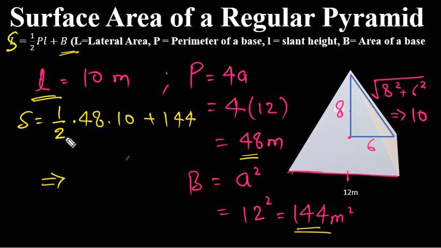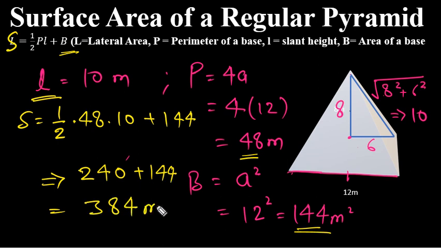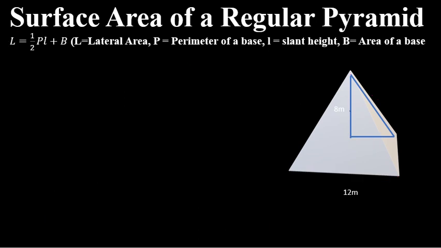Now you can simply solve this. 48 divided by 2 gives you 24. 24 times 10 is 240, plus 144: 240 plus 100 is 340, plus 44 gives you 384 meters squared. That's how you find the surface area of a regular pyramid if the slant height is not given. This is one of the types of questions. You can practice with more questions. I hope you understood. If you did not, watch the video again and watch the previous videos to understand the concept better. Good luck.